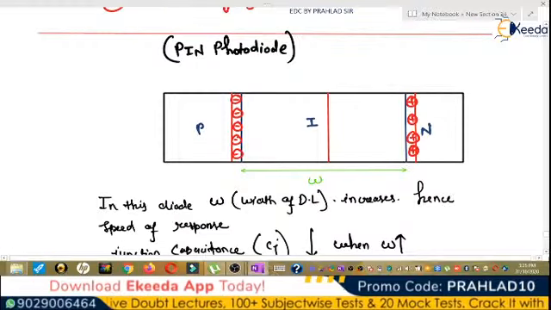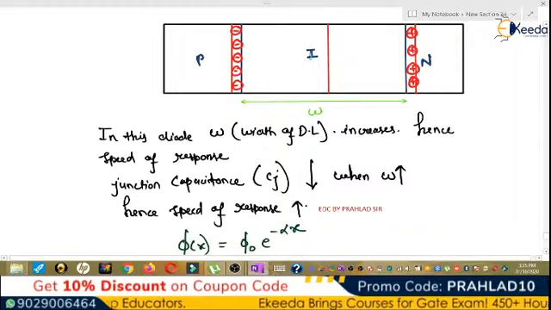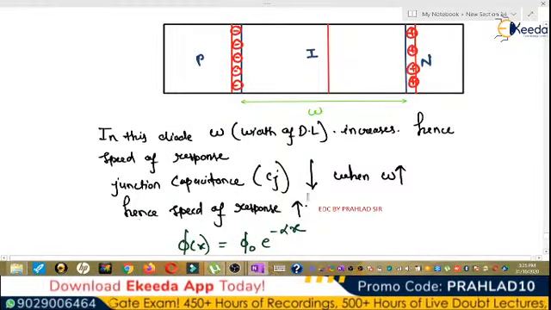Next we talk about the PIN photodiode. In this diode, W, the width of the depletion layer, increases. Here we use p-type semiconductor, intrinsic semiconductor and n-type semiconductor. Due to the use of intrinsic semiconductor, the width of the depletion layer increases, and due to this increase in width, the junction capacitance Cj decreases. So when the width increases, the speed of response also increases.